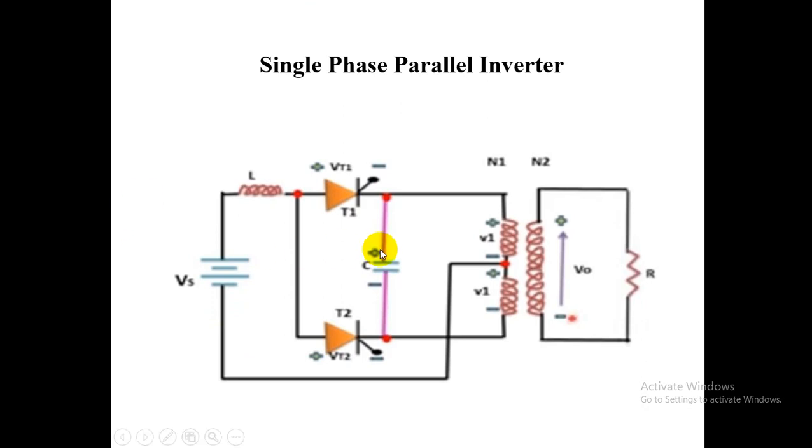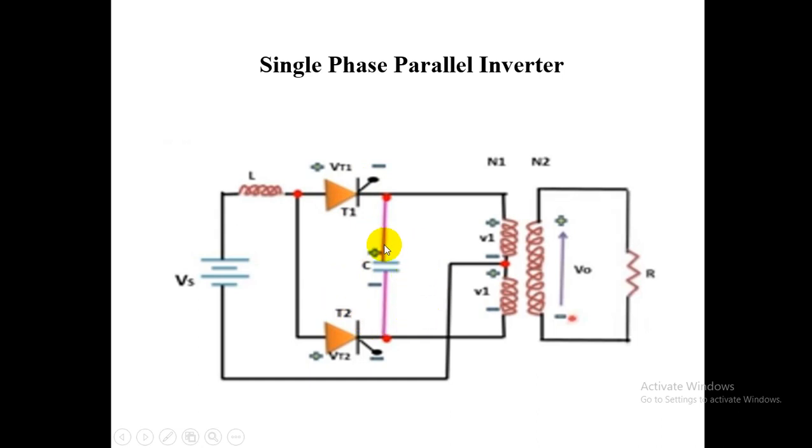This configuration involves one reactor or inductor, and two thyristors are used in parallel. One condition here is if thyristor T1 is in on condition, thyristor T2 must be in off condition. If thyristor T2 is in on condition, thyristor T1 must be in off condition.